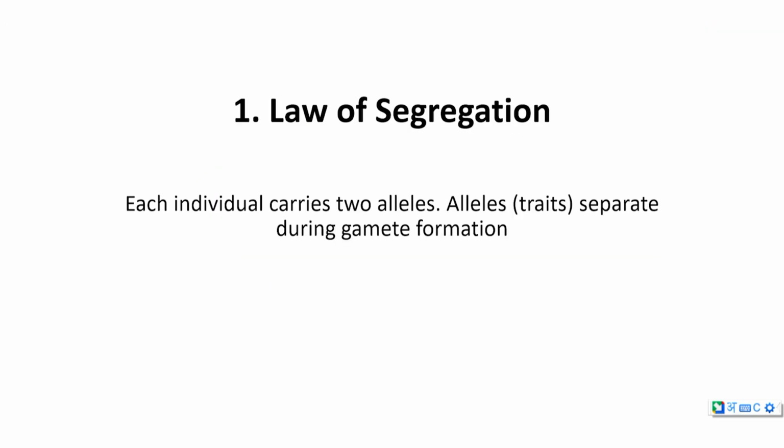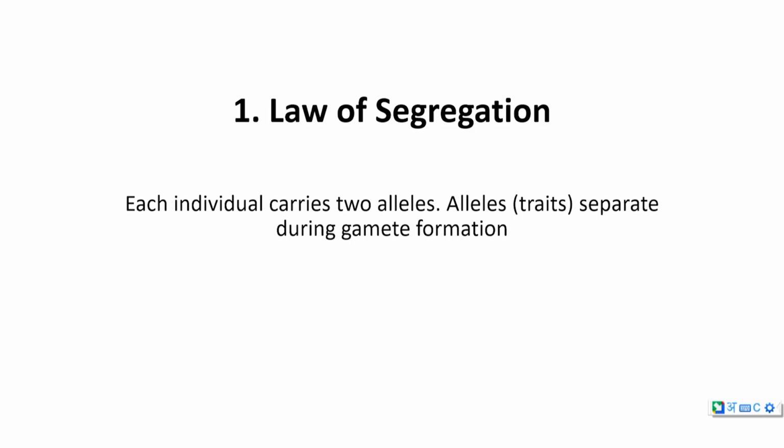Now let us come straight to the law of segregation. That was the first law, and this law was proposed by Mendel. As I just said, Mendel postulated it, and later 3 scientists, when they independently discovered Mendel's work, understood those postulates and created these laws. So, the first law of Mendel is the law of segregation: each individual carries 2 alleles, or Mendel's trait factors, which separate during gamete formation.